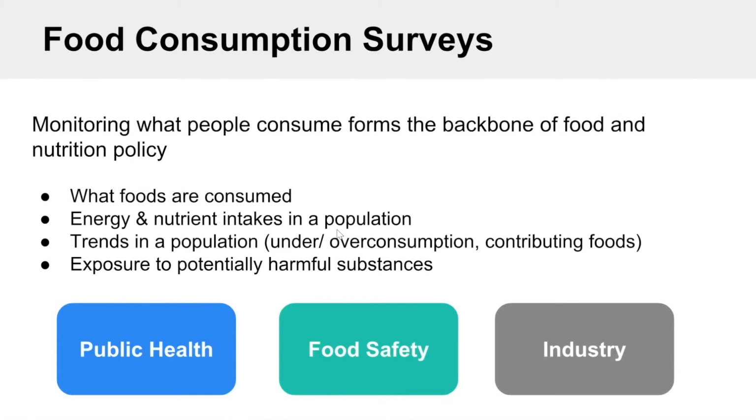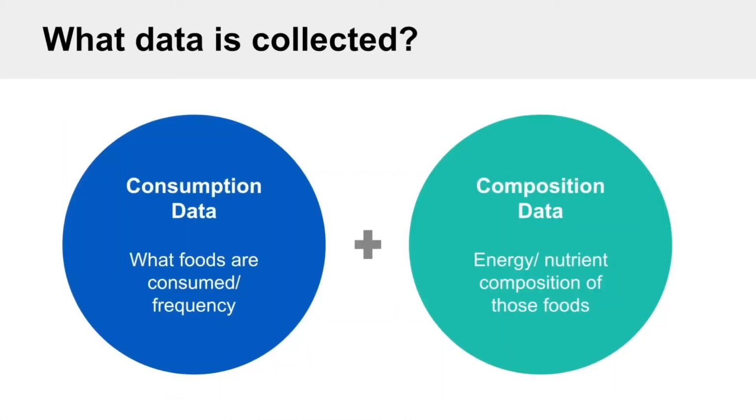The industry would use this data to examine how their products contribute to nutrient intake and also to model the effects of potential new products that they might have. What data then do we need to get this? Well, we need to know consumption data, so what foods are consumed and how often they're consumed, and we also need to have composition data, so the energy and nutrient composition of those foods. So I'm going to talk to you a little bit about these two areas now.